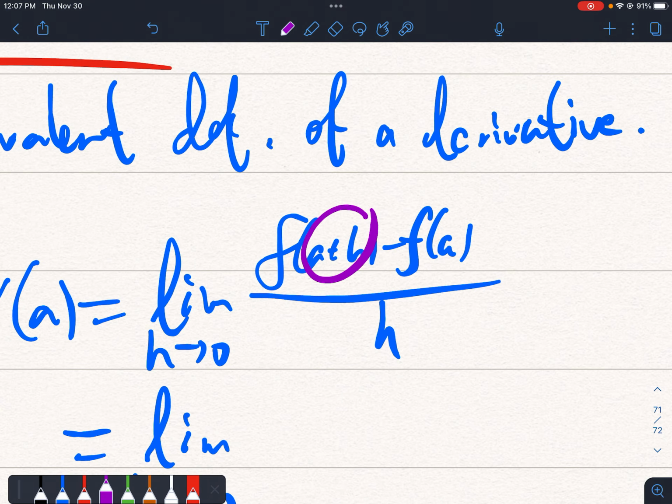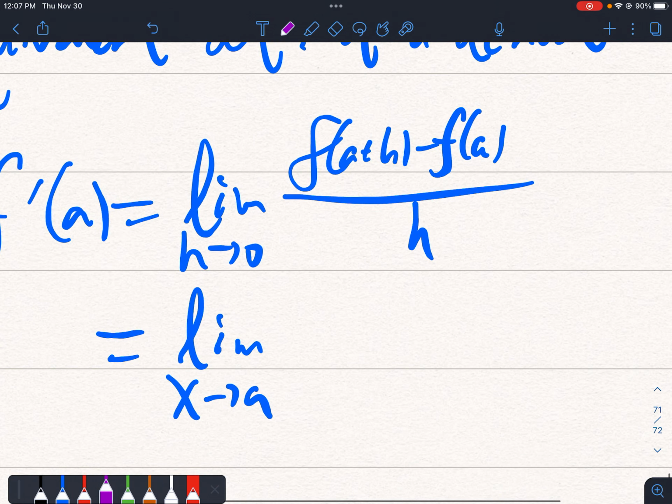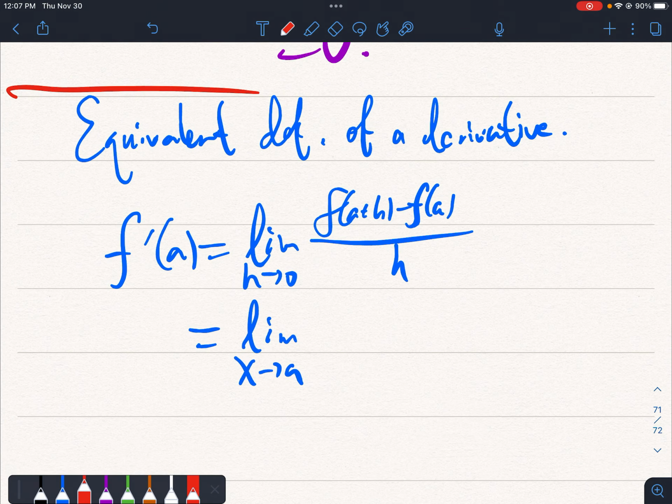But you can also do the change of variable into x approaches a, because basically you are looking at a plus h, and when h approaches 0, this is just some number that approaches a. So you can call this number x, which means you do it the other way around. You say x is equal to a plus h. And then you want to switch this h as well. So then h will become x minus a, right?